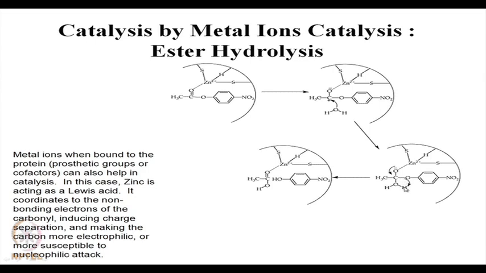Okay. This proton is taken up by this one. So, this bond is cleaved. Okay. So, metal ions when bound to protein, prosthetic group or cofactors can also help in catalysis. In this case, zinc is acting as Lewis acid, okay, zinc 2 plus. So, this lone pair is donated. So, it is acting as a Lewis acid.